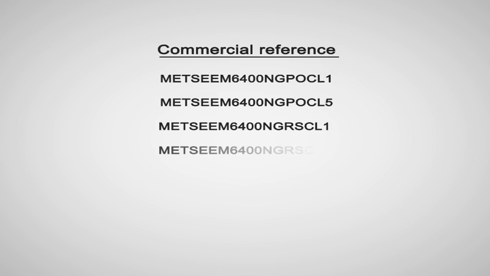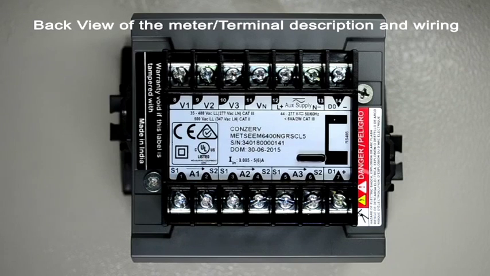There are 5 model references in EM6400NG series. You can choose between meters with accuracy class 1, accuracy class 0.5S and accuracy class 0.2 as per IEC standards. Also, the portfolio consists of meters with POP and RS485 communication.